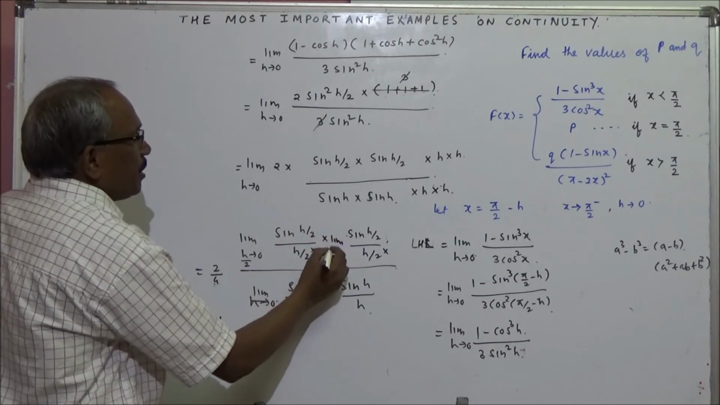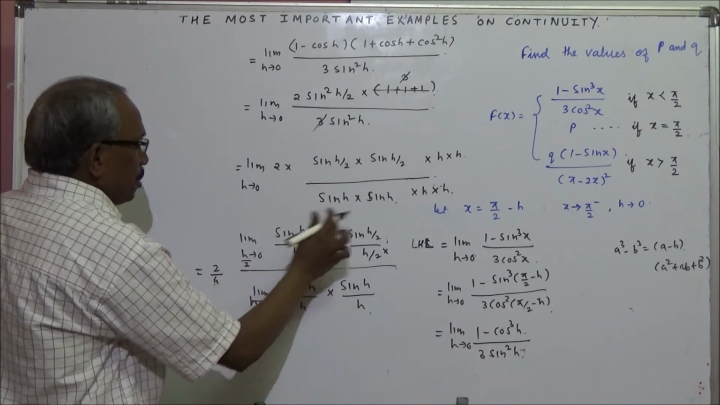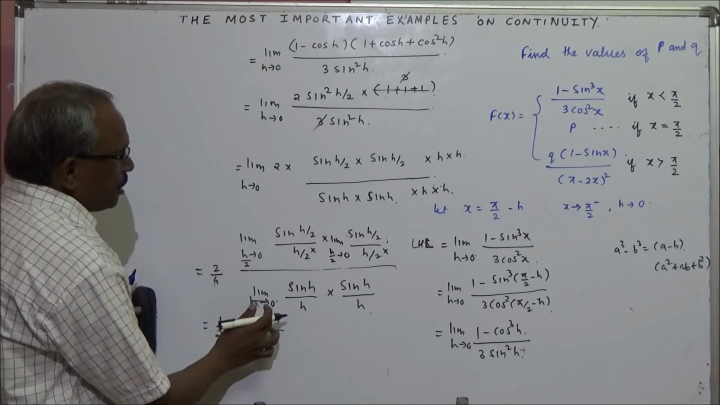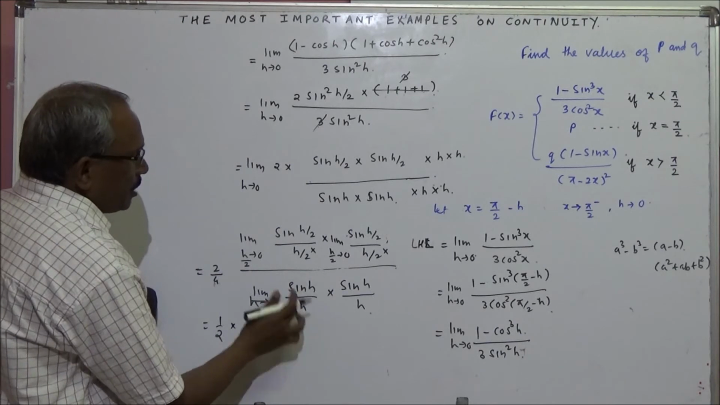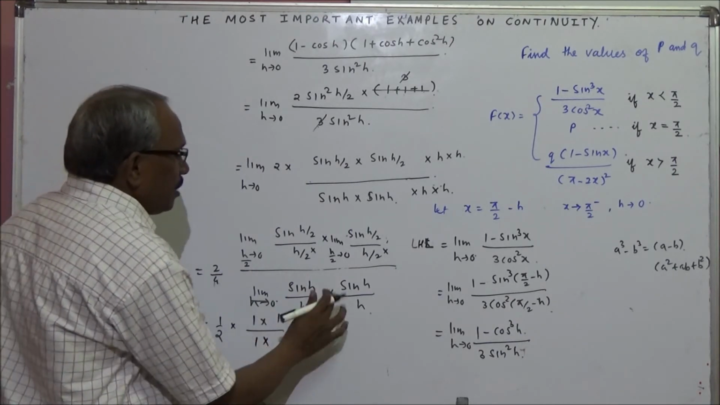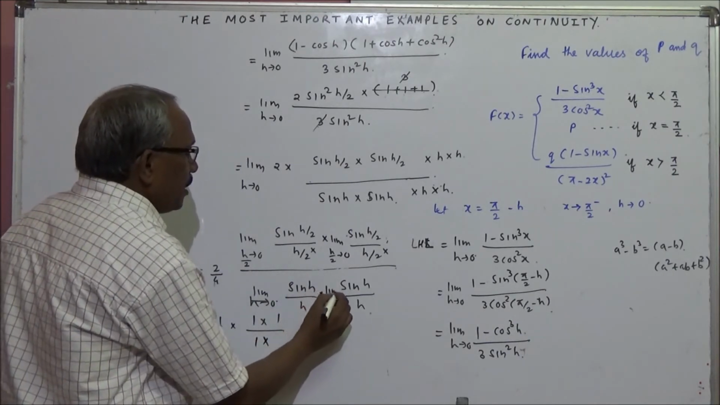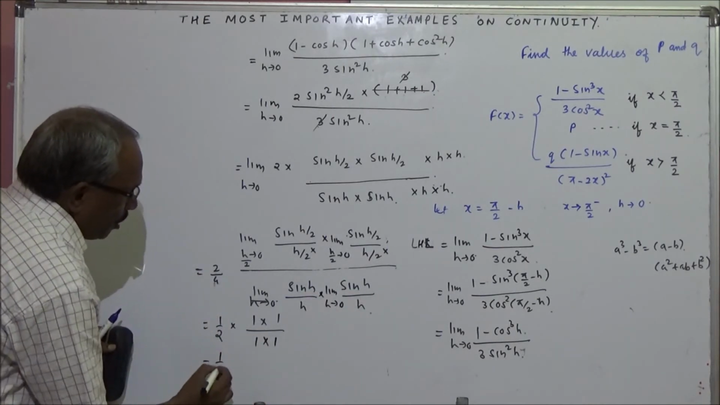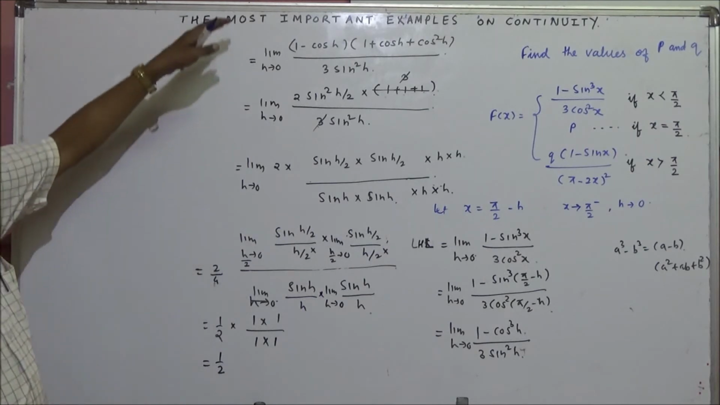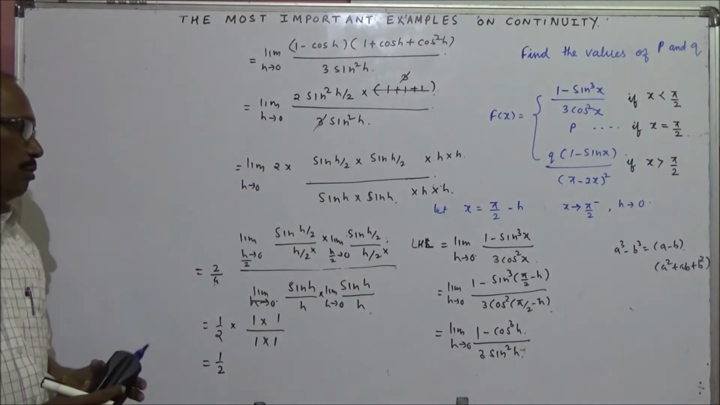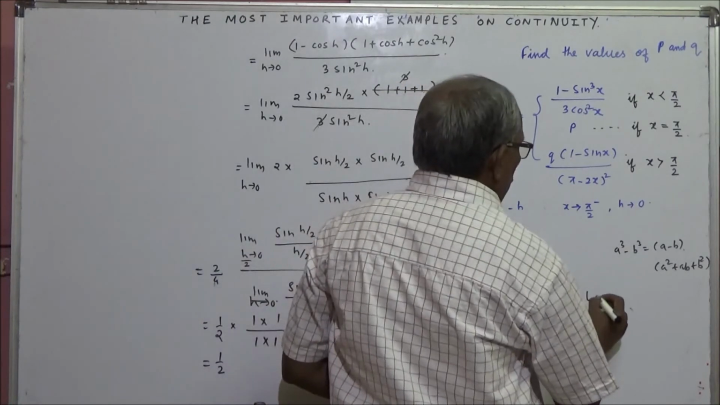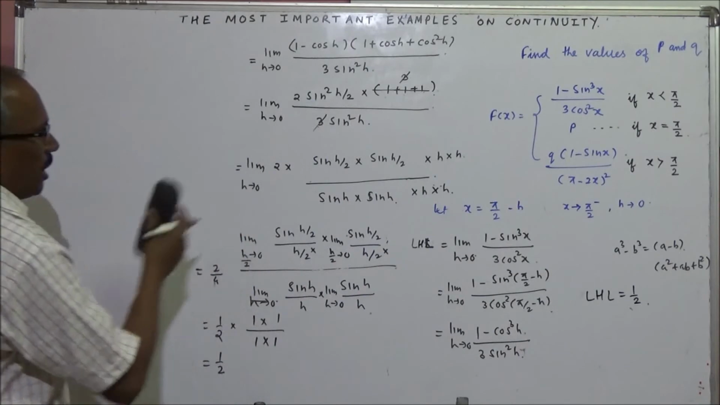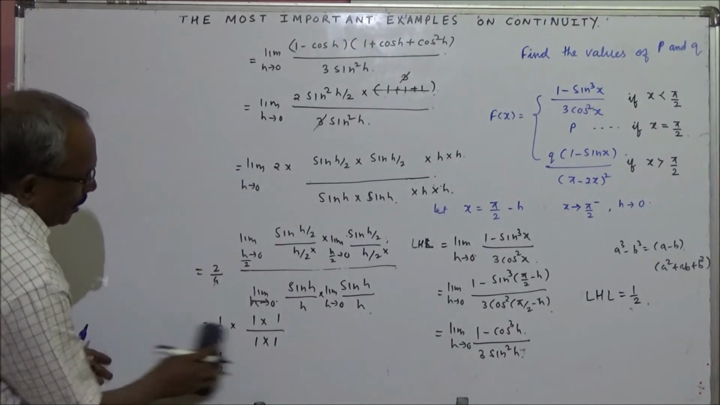I can write here limit h by 2 tends to 0, this is 1. So 1 into 1 upon, so limit h tends to 0 sin h by h, this is also 1. Here we can write limit h tends to 0, this is also 1. So it is 1 by 2. So we can say that left hand limit is equal to 1 by 2. LHL is equal to 1 by 2. So let us calculate now RHL.